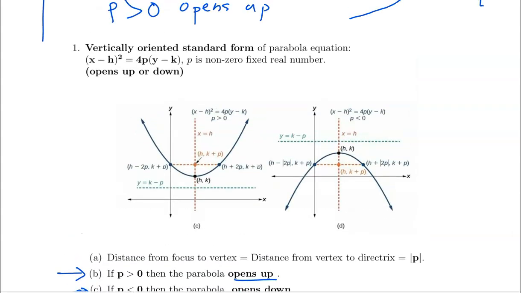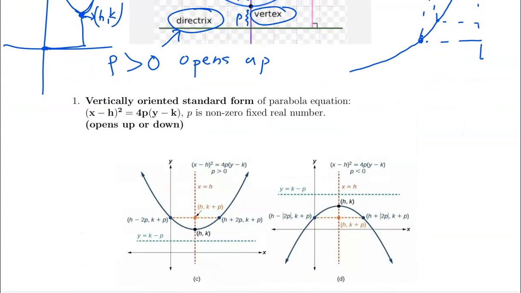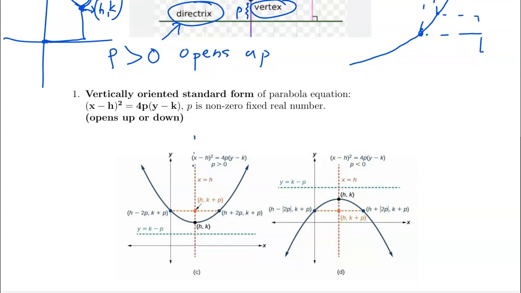One more thing: this line which divides the parabola into two pieces is called the axis of symmetry. I forgot to tell you that; it's another term you have to remember. Axis of symmetry.